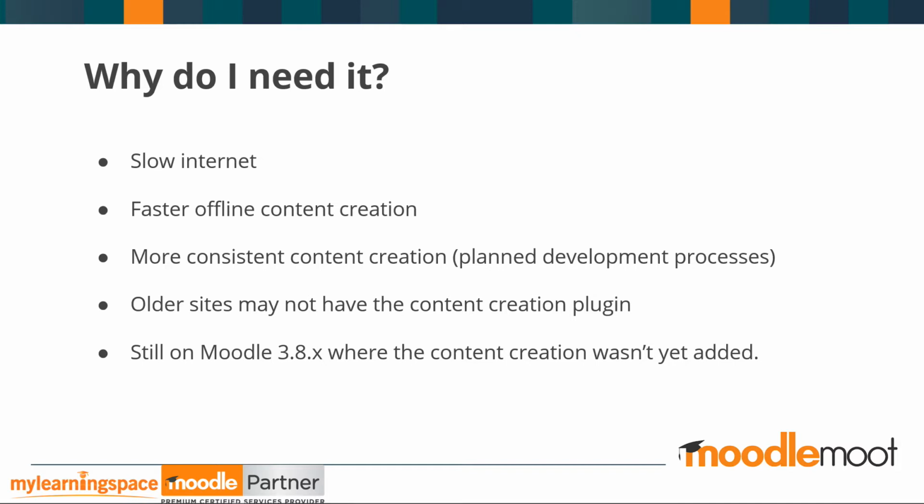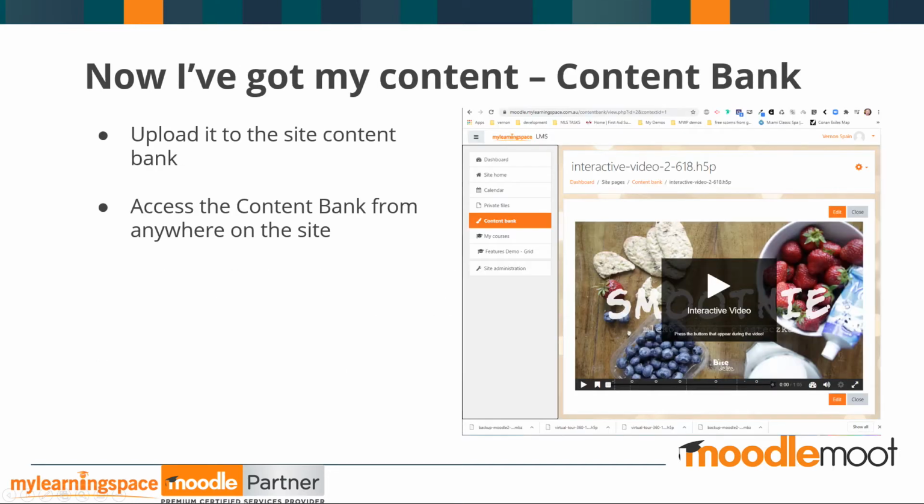It's also especially good, and this is where a lot of the magic comes in. If you're on version 3.8, you can use H5P, but you can't create it unless you've added the H5P content creation plugin. Many people don't have it. Most of my students in my MEC program don't have it either. So what this allows you to do is to create your H5P on your desktop and upload it to Moodle.